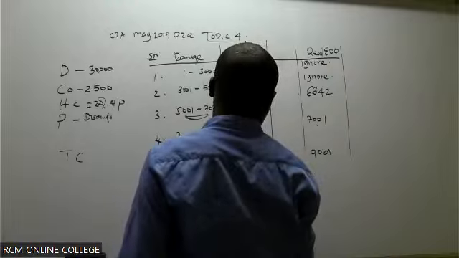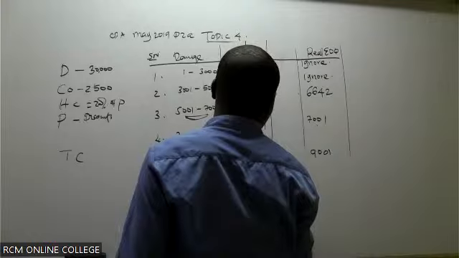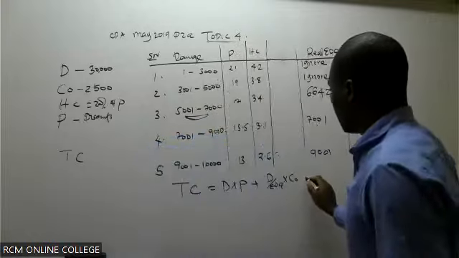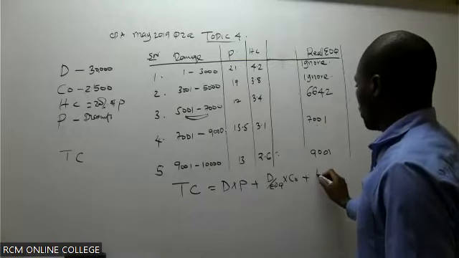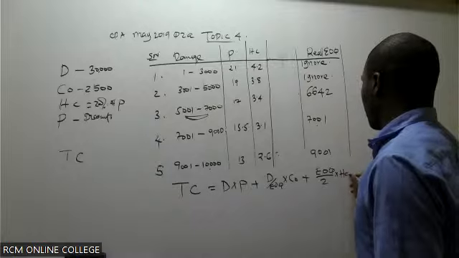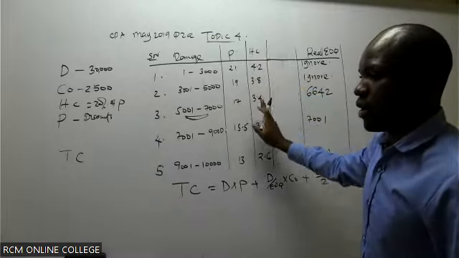So economic order quantity times ordering cost, which is not changing, plus economic order quantity divided by 2 times holding cost. So this is the holding cost I was telling you that you should maintain it somewhere here.